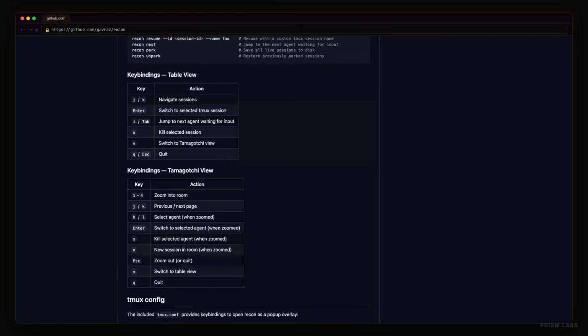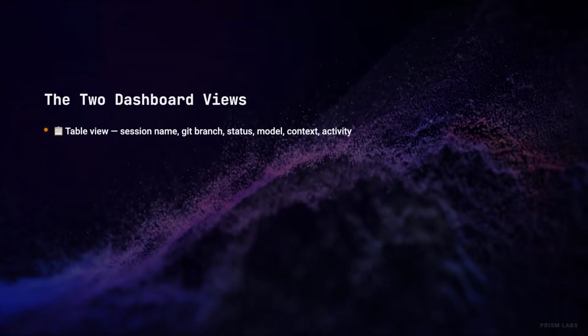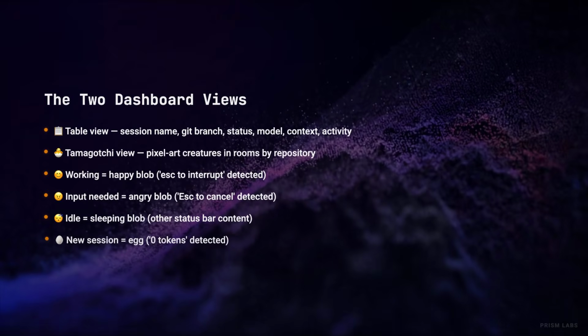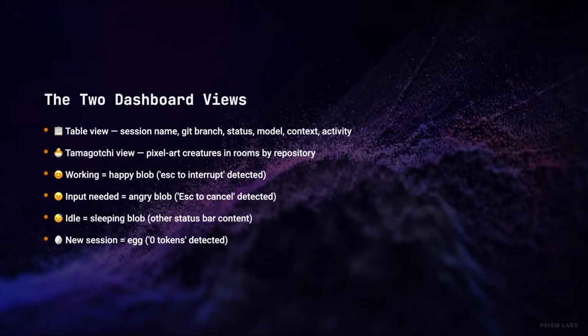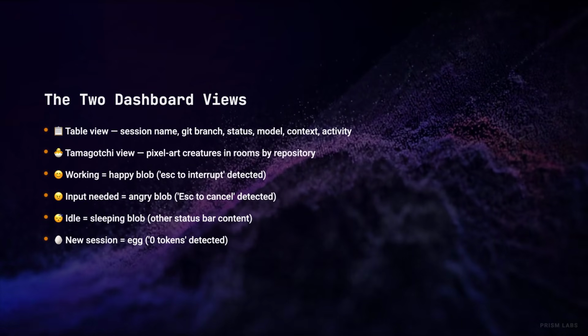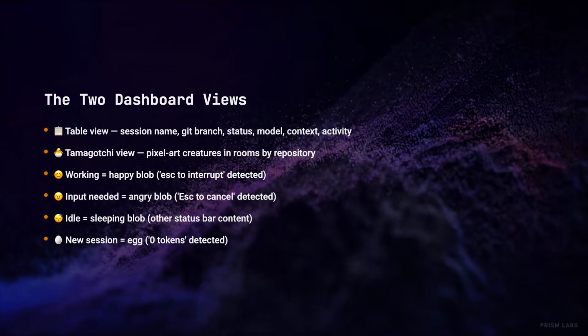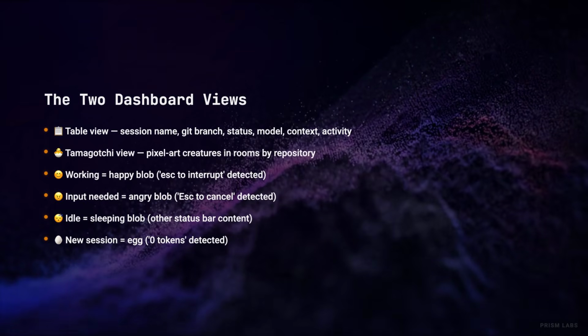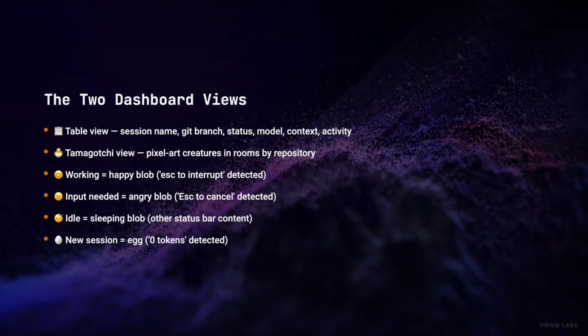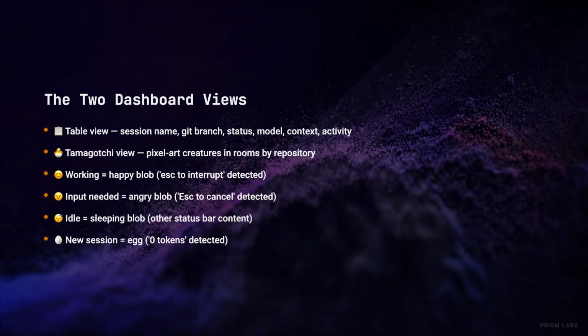Full video in description. The table view is your operational overview. Every Claude Code session gets a row showing the session name, the Git project, and branch it's working in, the directory, a colored status indicator, the model being used, the context window consumption, and when it was last active. You navigate with J and K, switch to a session with Enter, jump to the next agent waiting for input with I or Tab, and kill sessions with X.